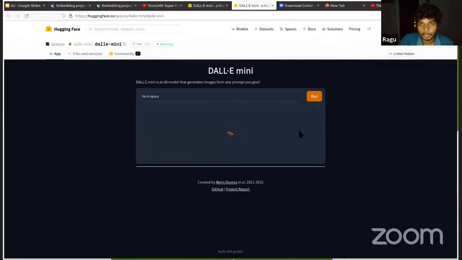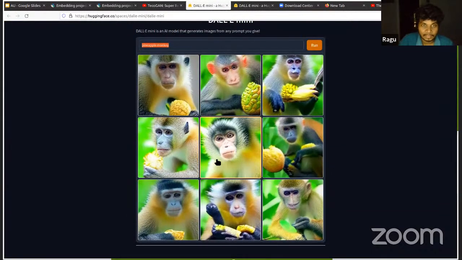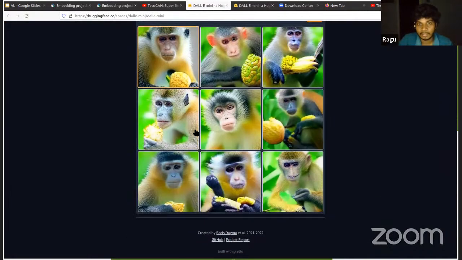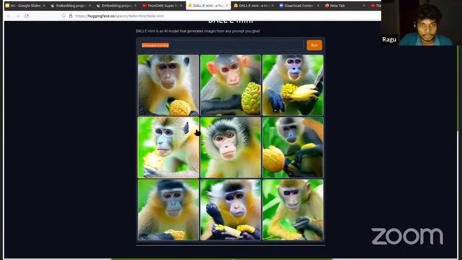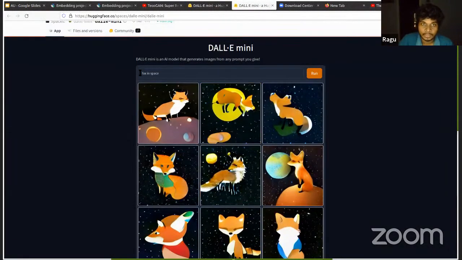Before coming here, I tried to find an example. I just posted a pineapple monkey, where the DALL-E example tried to draw a monkey with a pineapple. So it's not so accurate. It's still training. It's a model which is still in process, which is training, and they are open source to try. So see, Fox in space.